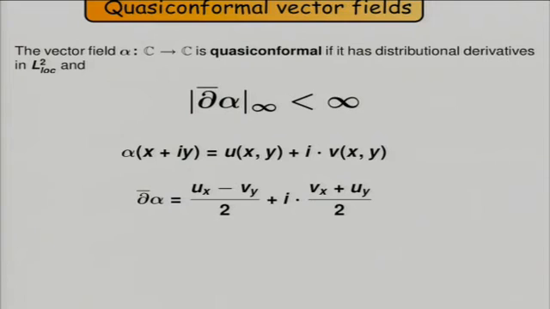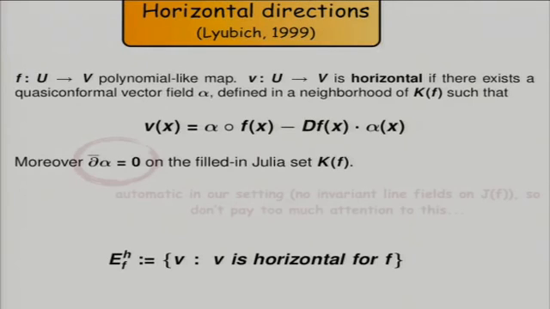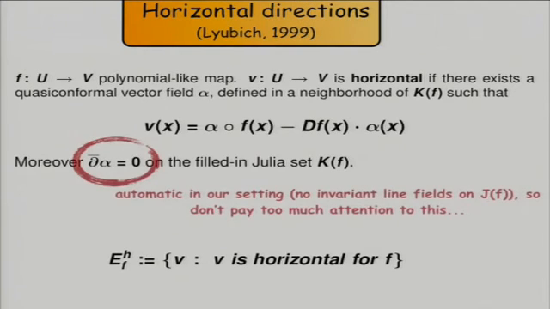A quasi-conformal vector field is just a function, let's say from C to C, whose d bar is uniformly bounded by some constant. So if you don't remember what d bar is, because I usually don't, you see this formula here. For instance, if d bar alpha is 0 everywhere, you have a holomorphic function. Okay. So why do I need this? To define horizontal directions, which were introduced by Lyubich in the unimodal case.